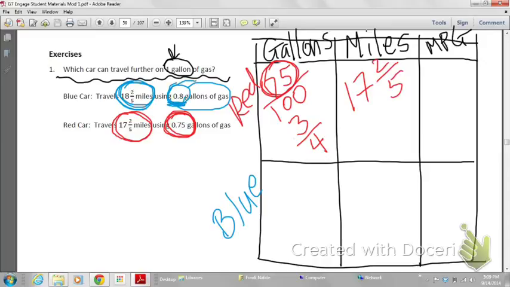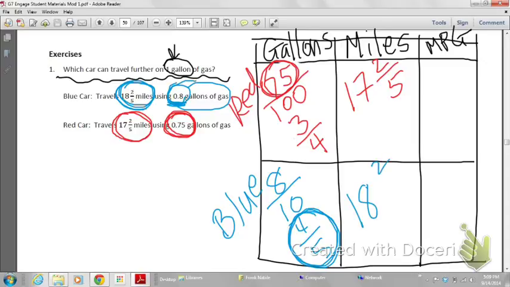And now my blue car, again laying it out here. Now we have our 8/10. Since I've simplified the red car, I'm going to go ahead and simplify this one. I know there's a common factor here, which is 2, our greatest common factor, and that's 4/5. Again, it is equivalent to 8/10, but is in its most simplified form. And we have here 18 2/5 miles it goes. Okay. All right.